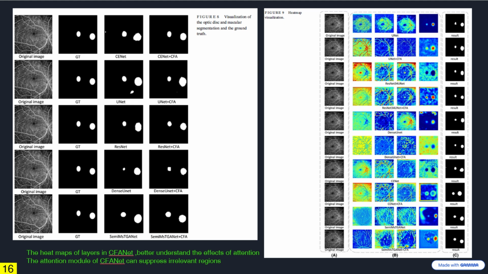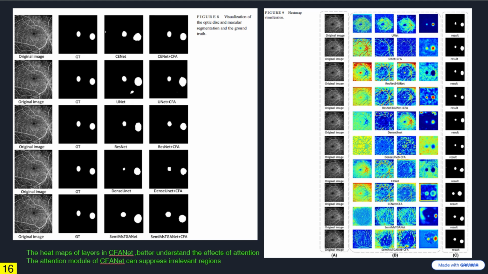Now in this Figure 8, we can see the visualization of the optic disc and macular segmentation and the ground truth. The ground truth is the GT here, and although the difference between the CFA model and the other models is not very obvious, we can still see the CFA model shows more clarity than the other models, and is much closer to the ground truth from the ophthalmologist assessment.